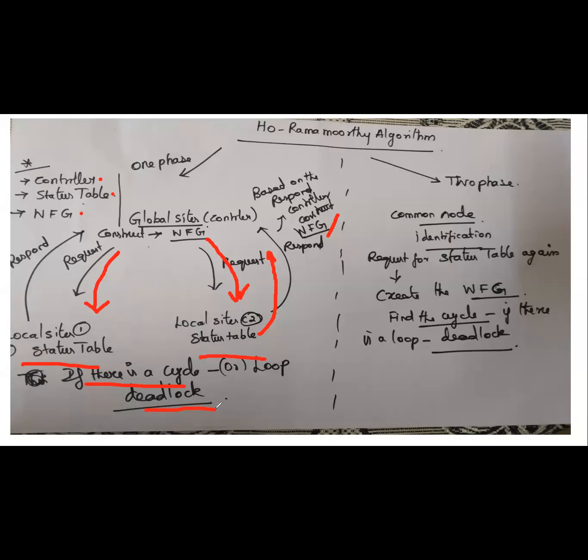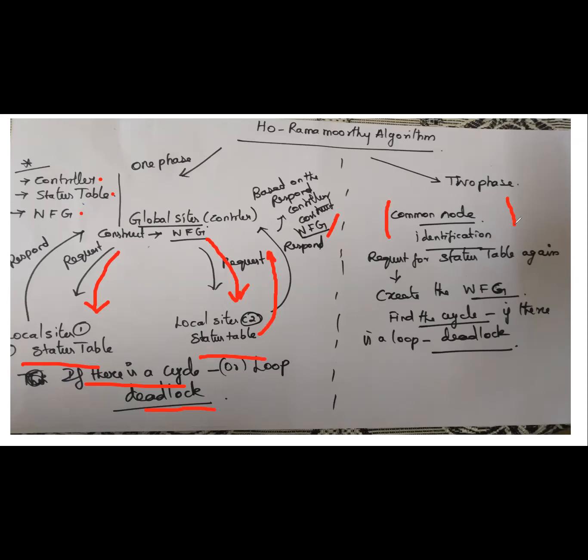So we need to identify these common nodes, basically based on the resource allocation. I mean the resource is locked, and the same resource is requested by another node in the other site. After identifying this, again the global site will request the status table from the local sites, only for the common nodes. Now the local sites, in response, give the status table back to the global site.